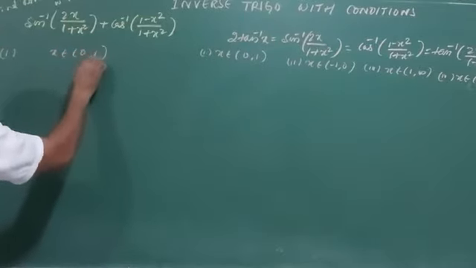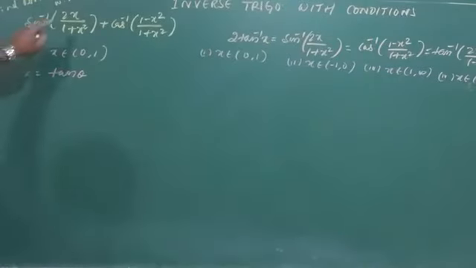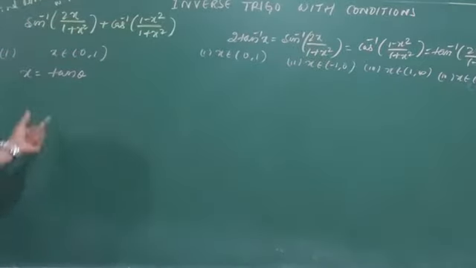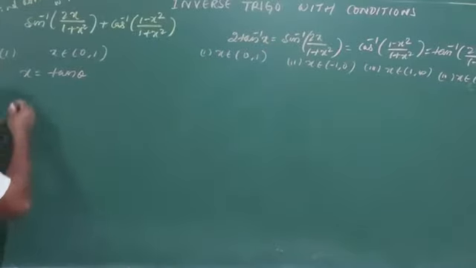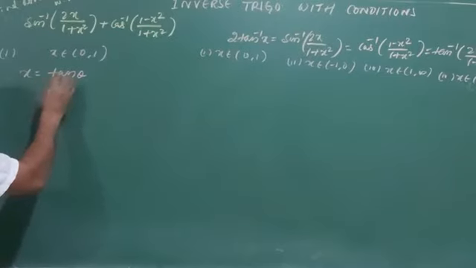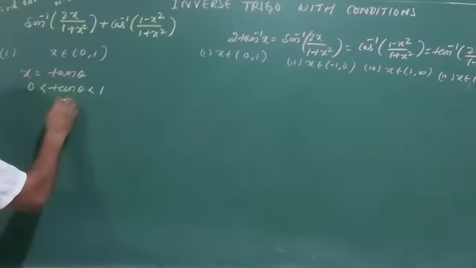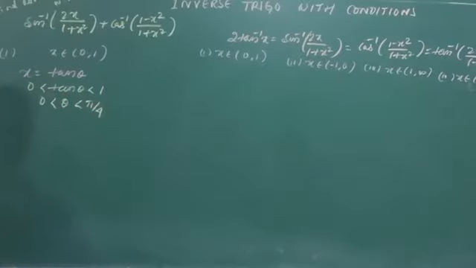So in this case, I let x equal tan theta, because I know this is 2 tan theta by 1 plus tan square theta, and 1 minus tan square theta by 1 plus tan square theta. When the condition is given, I have to go by this method. So x is equal to tan theta. Then x lies between 0 to 1, so tan theta lies between 0 and 1. So theta is less than pi by 4 and greater than 0.